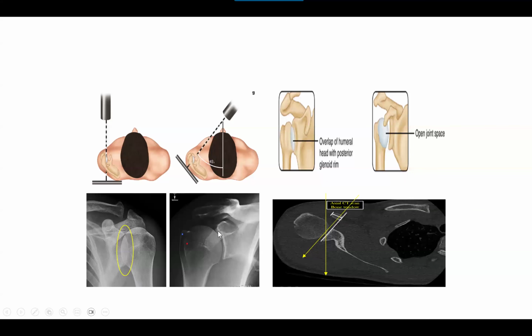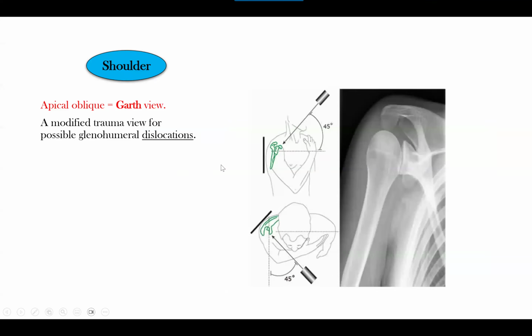And the coracoid process may be overlapping the humeral head. Unlike this view, the coracoid process is far away from the joint space. So this is the oblique view and apical view: 45 degrees from the horizontal beam and 45 degrees toward the apex. So two angulations are done. This view is named the apical oblique view or Garth view.